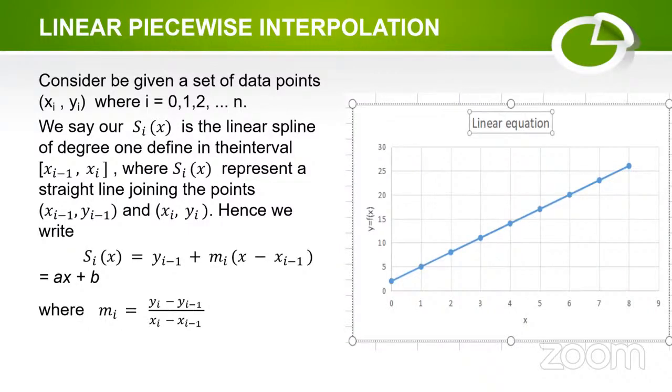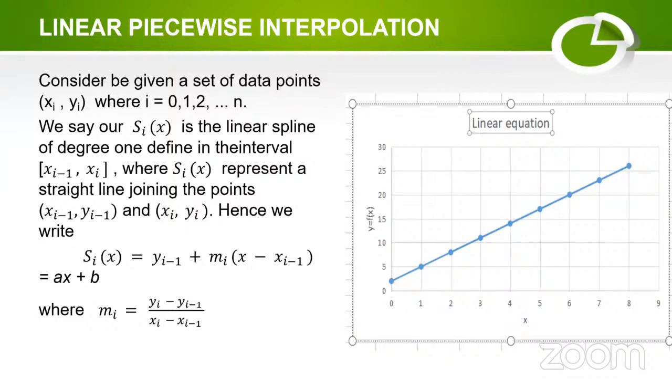For linear piecewise interpolation, we are given a set of data points xi, yi, where i ranges from 0 to n. We say our xi, which is also the interpolated polynomial as I earlier stated, for our linear spline of degree 1 is defined in the interval stated above. So it represents a straight line joining the points xi minus 1, yi minus 1 and xi, yi. Here we can say it is a straight line equation, y equals as plus b.